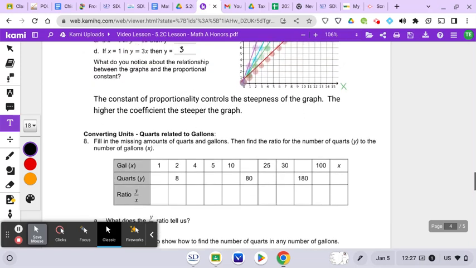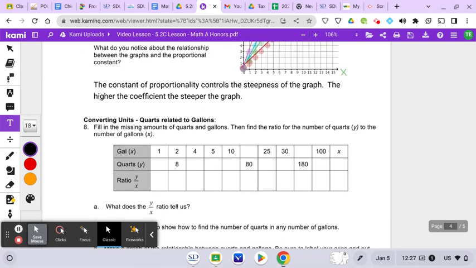Okay, fill in the missing amount of quarts in gallons, then find the ratio of the number of quarts to the number of gallons. So we have to know for this problem that there are 4 quarts in a gallon. We can see that because 2 times 4 is 8. So we can see it right from here.